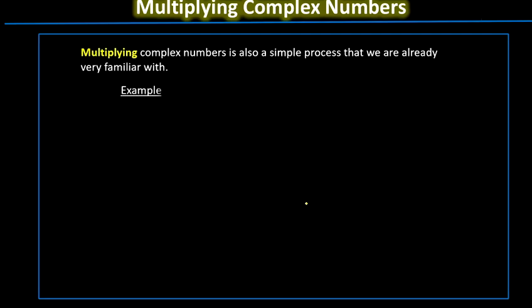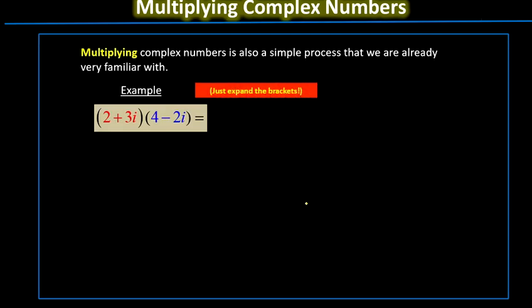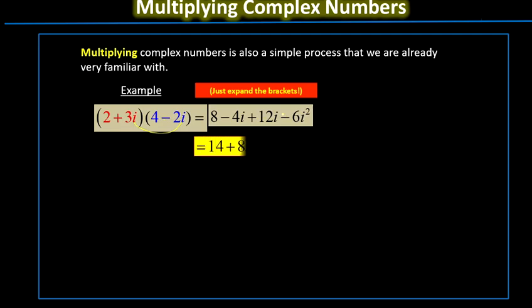Now further detail of complex number multiplication. For more practice, how to multiply complex numbers as you already do in basic algebra: just open the brackets. 2 into 4, 8. 2 into 2 iota is 4 iota. 3 into 4, 12. Now you see 3i into 2i is 6 i squared, which is negative 1, minus minus plus. So that becomes plus 6. 6 plus 8, 14.